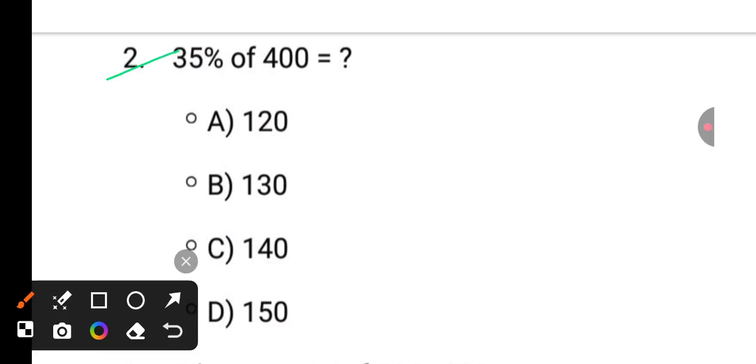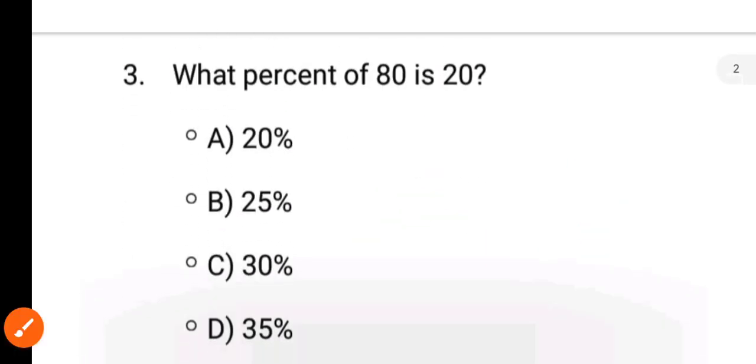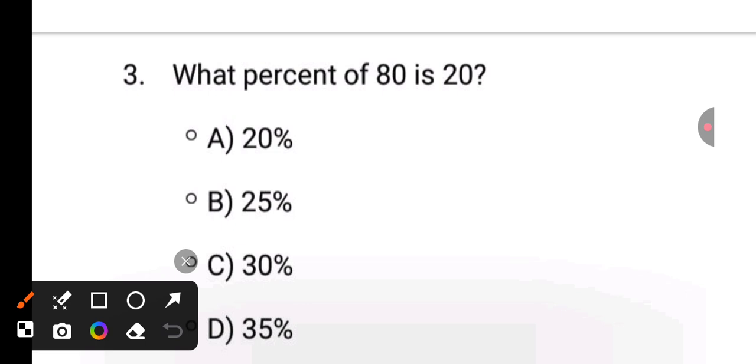Next, 35% of 400. Again the percentage of 20 gets cancelled. Left with 35 into 4. What is the answer? It is 4 into 5, 20. It is 140. Okay, 140 is the answer.